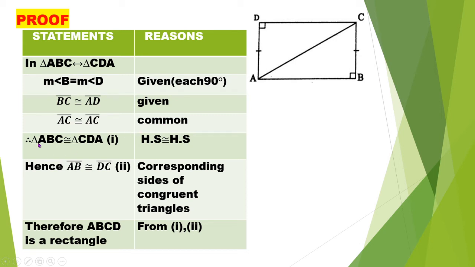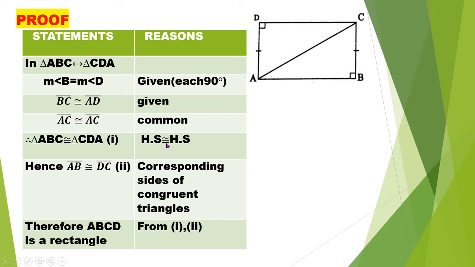Therefore, triangle ABC is congruent to triangle CDA. As in this case, one 90 degree angle along with the hypotenuse and one corresponding side are congruent, so the HS postulate will be used over here.